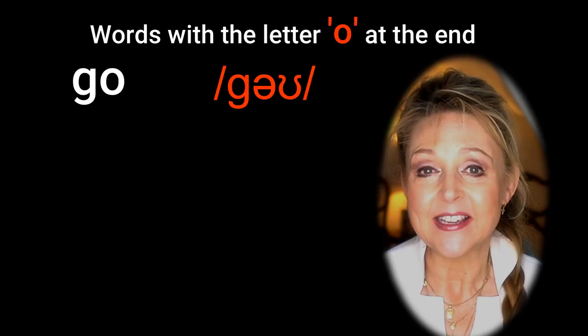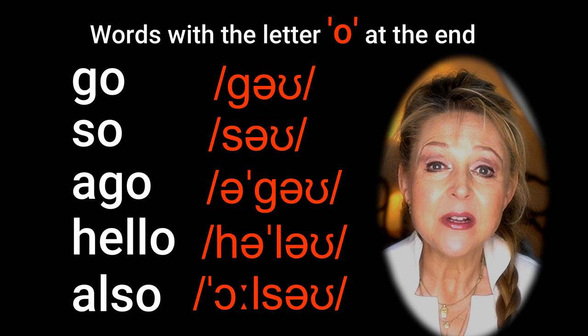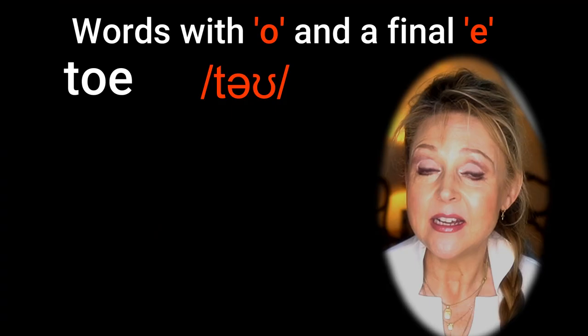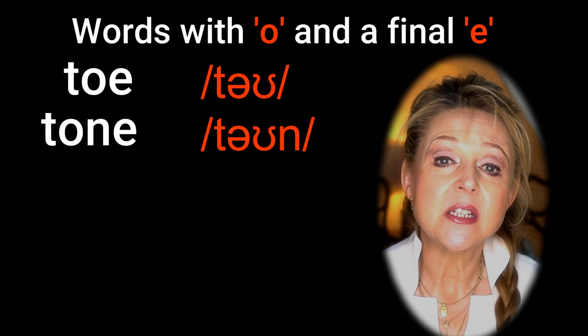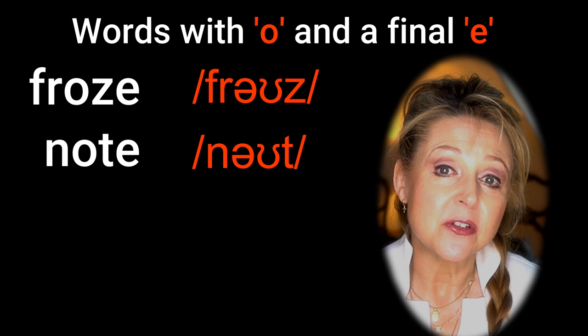The most common ways of spelling the sound O is all words with the letter O at the end, like go, so, ago, hello, also, photo, risotto, studio, video. Then there are most words with O plus a final E, like toe, tone, home, nose, stone, froze, note, hope, rose.